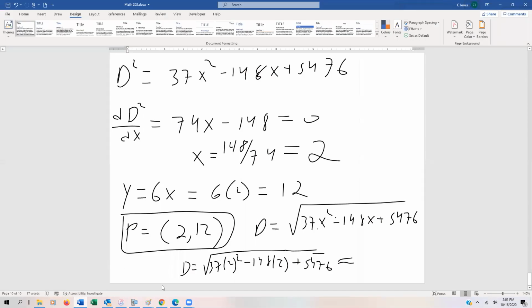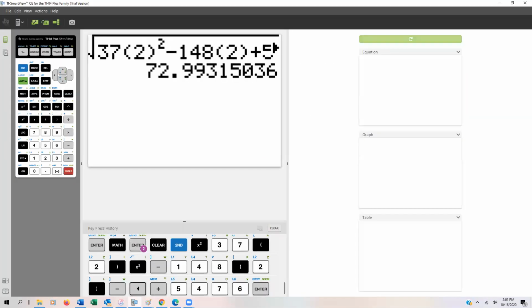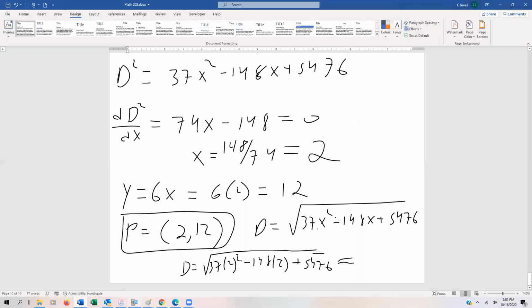So once again, 72.993. Make sure you're rounding appropriately. MyMathLab might ask you to round to 2 decimal places. So hopefully that helps you to be able to optimize these sorts of functions, finding the shortest distance, etc.